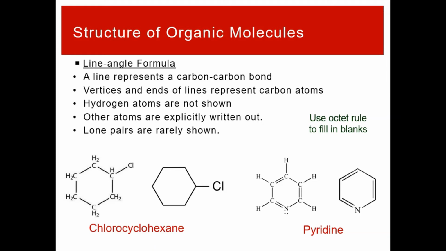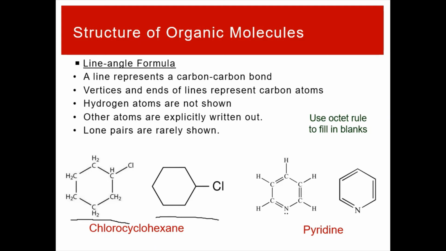And that's where line angle formulas come in. Line angle formulas are a representation of organic molecules where we use lines and vertices, angles, to represent bonds and carbon atoms. This would be chlorocyclohexane, sorry, this would be the condensed formula. All the carbons, hydrogens, and chlorines are written there. And the line angle formula is right here.